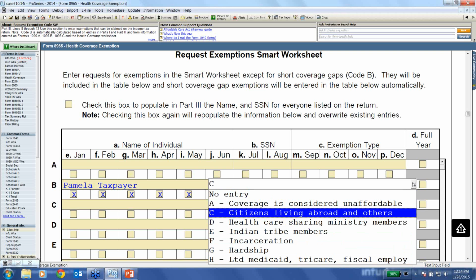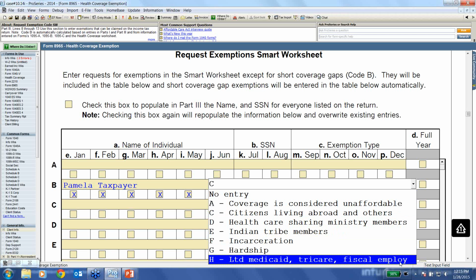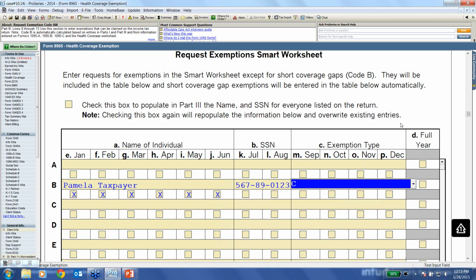Pick list has entries for the non-automated types of exemptions that you claim on the return. Coverage is considered unaffordable. Citizens living abroad. Healthcare sharing ministry. Indian tribe members. Incarceration, hardship, and limited Medicaid, TRICARE, and fiscal year employers. So we would punch those in here. In this case, Pamela has type C for the first half of the year.